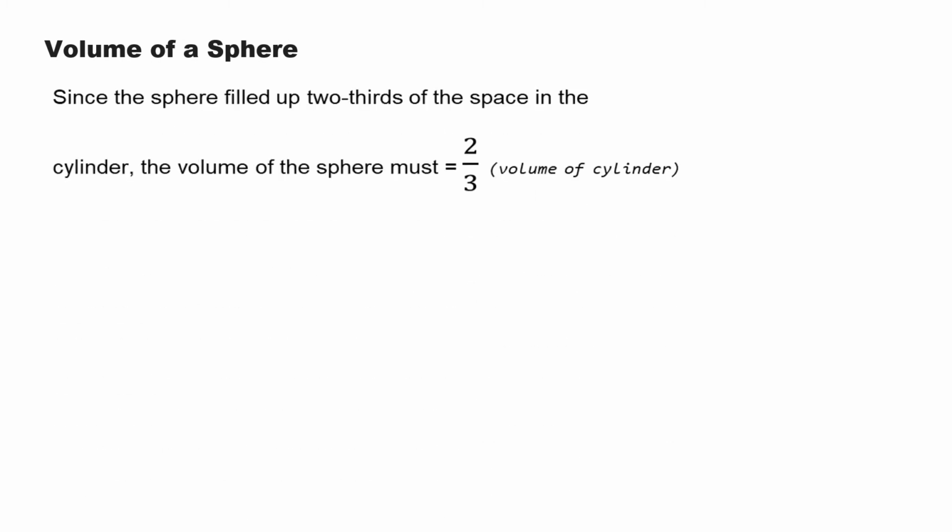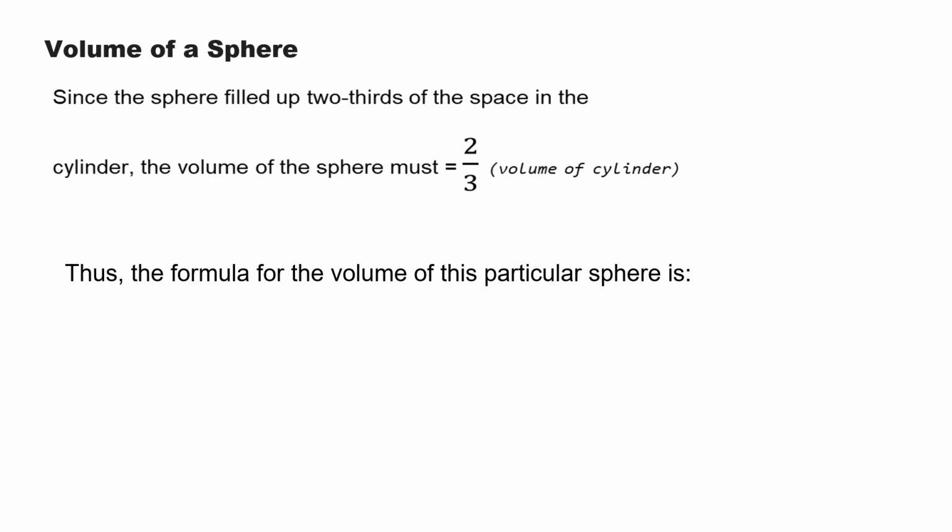Since the sphere filled up 2/3 of the space in the cylinder, the volume of the sphere must equal 2/3 the volume of the cylinder. Thus, the formula for the volume of this particular sphere is volume equals 2/3 bracket 2 pi r cubed bracket, which is 4/3 pi r cubed.